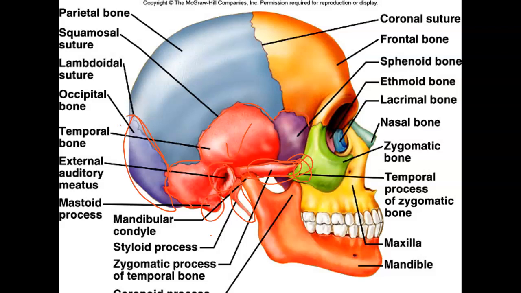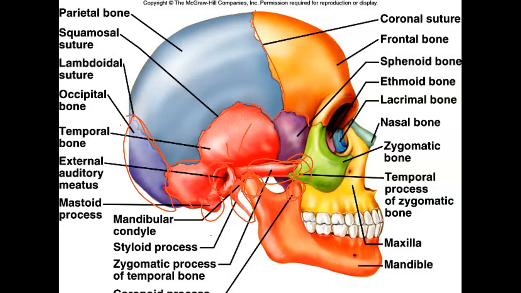Coming down, we have the mandibular condyle. That's that rounded section here. Then you're going to come over and you have what's referred to as the coronoid process. And so that's going to be the projection that sticks out towards the front of the mouth or towards that maxilla. So the back part is going to be the mandibular condyle. The front part is going to be the coronoid process. C-O-R-O-N-O-I-D process.